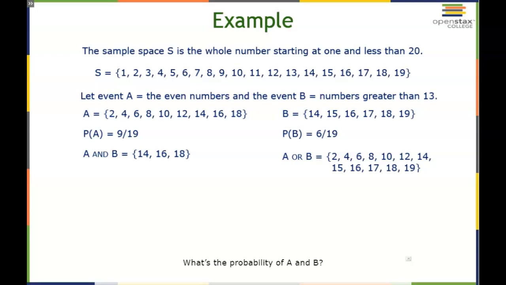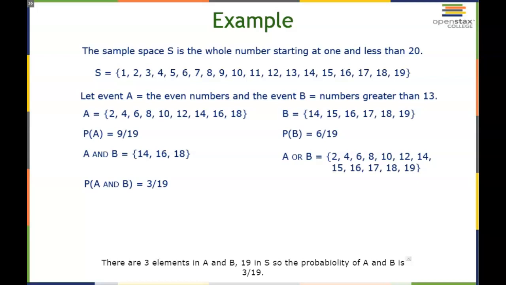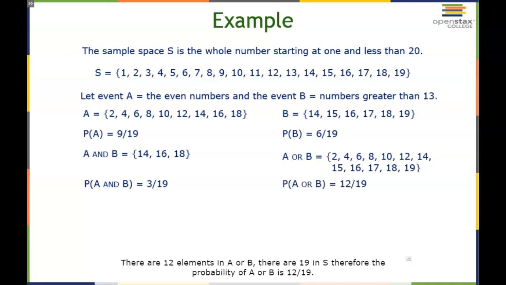What's the probability of A and B? How many elements in A and B? How many elements of S? There are 3 elements of A and B, 19 in S, so the probability of A and B is 3/19. What's the probability of A or B? There are 12 elements in A or B, there are 19 in S, and therefore the probability of A or B is 12/19. What would be the complement of A?